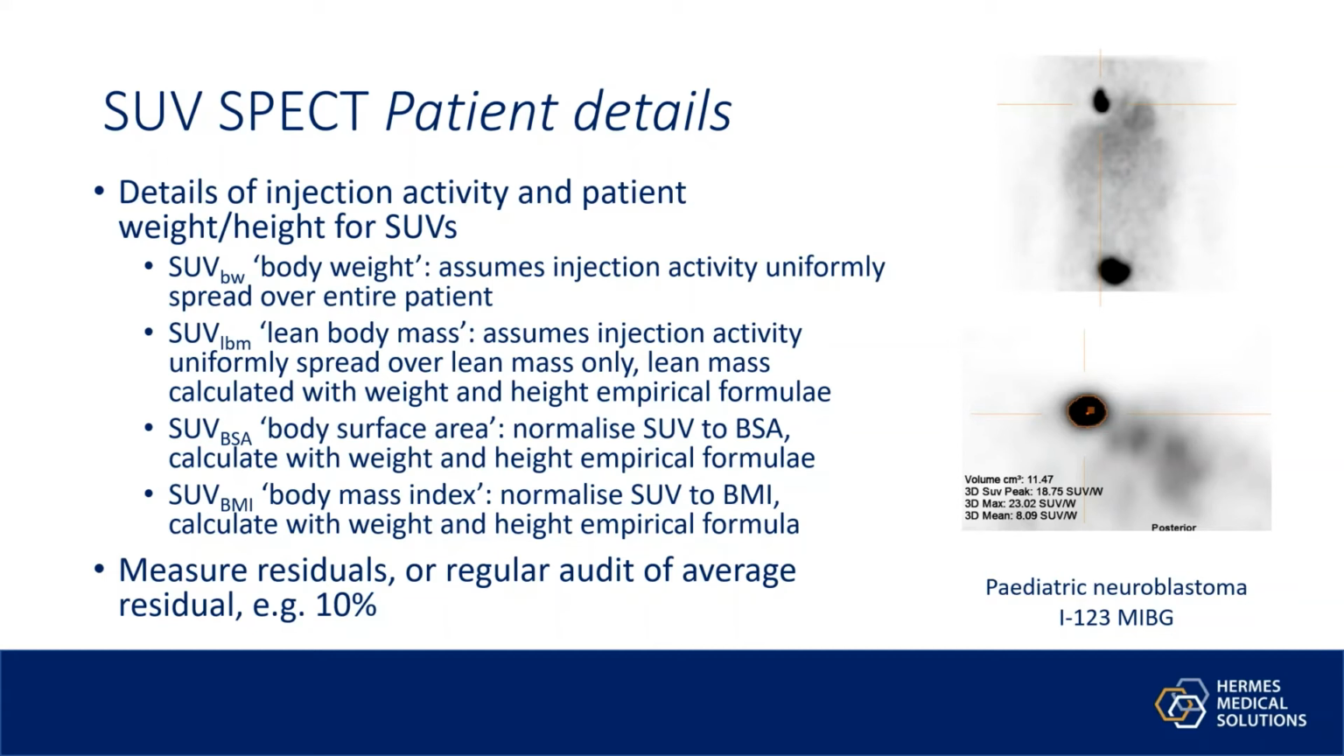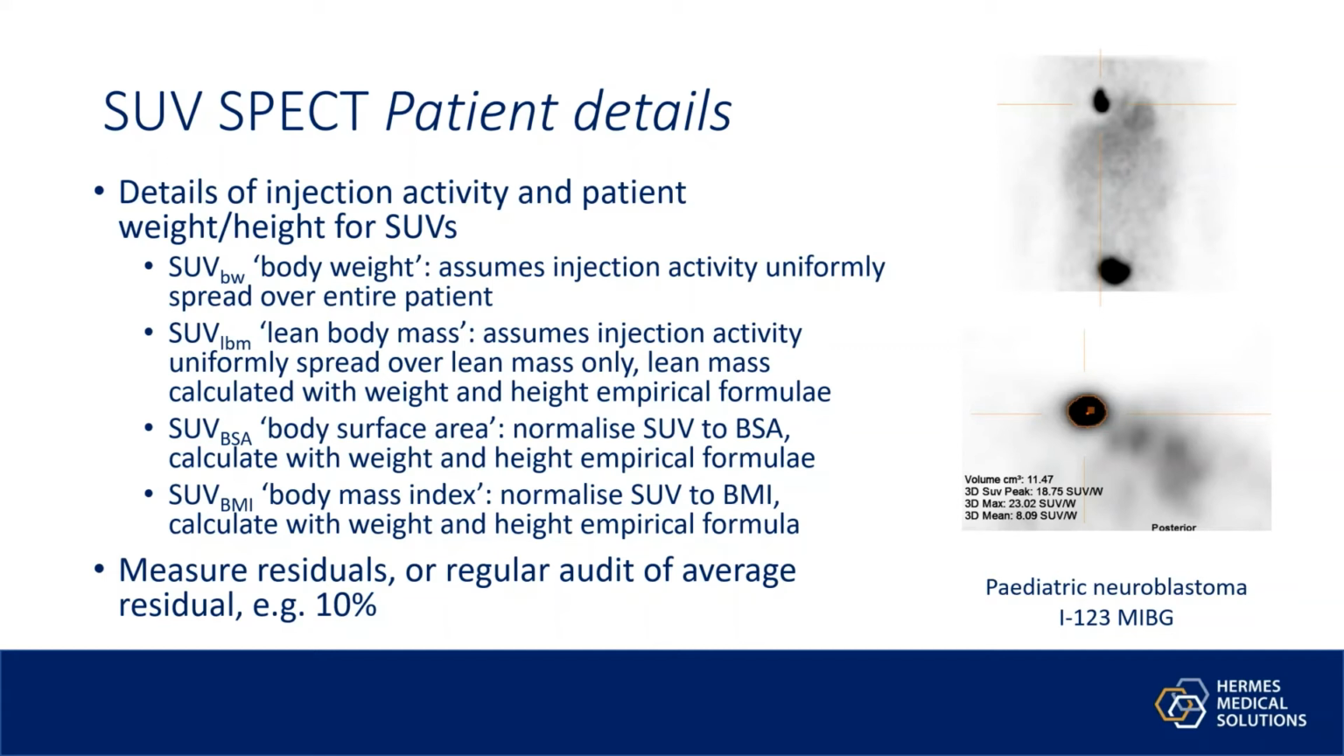So this leads to the quite well-known problem where the internal organs of larger patients look hotter than they should, because this scaling is making them look hotter than they should. It's over-scaling in these cases because body weight is not correct as an assumption.